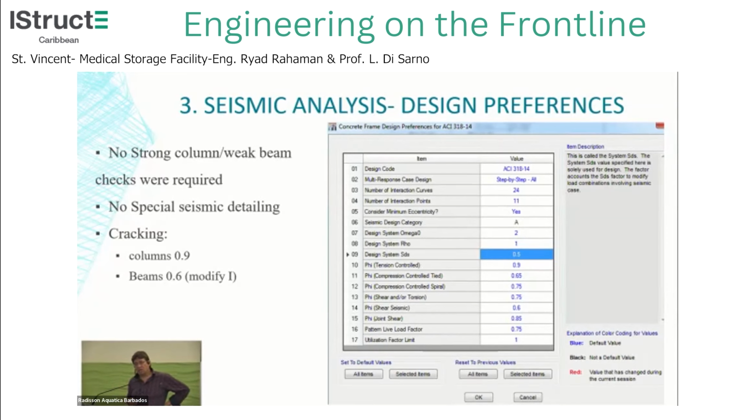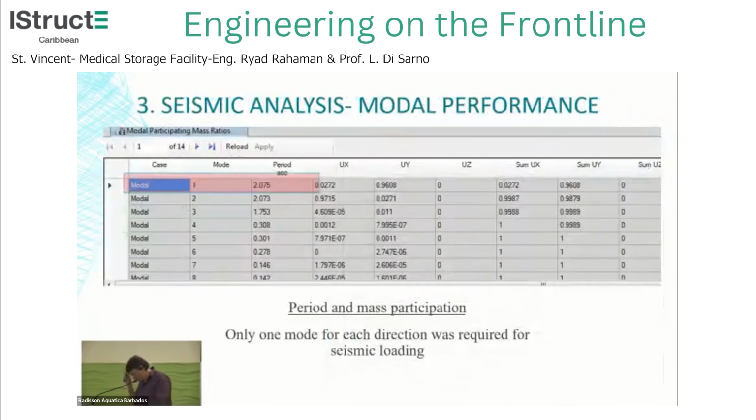We made a little judgment call with the cracking for deflection. If you're doing a normal moment frame, I think it's 0.7 for columns, 0.5 for beams. We said, let's crack the column stiffness a little bit, 0.9, and the beam stiffness, 0.6. Okay, around there. We put that in.